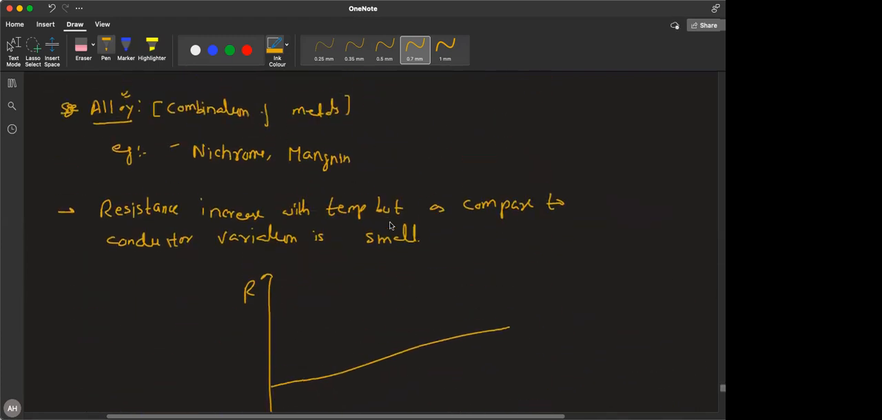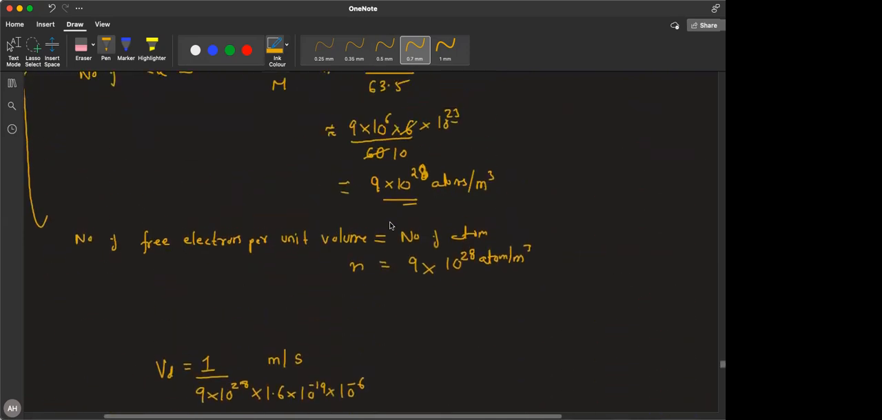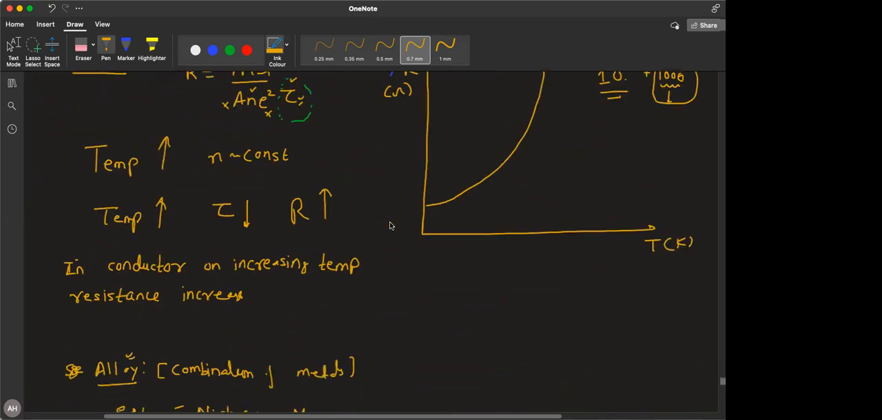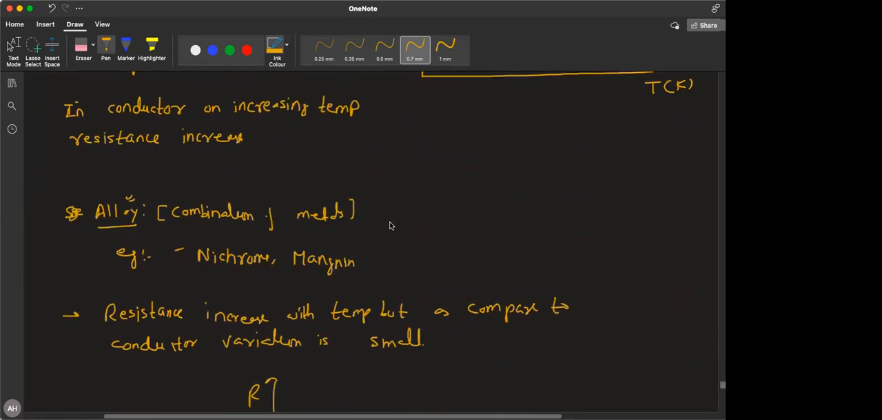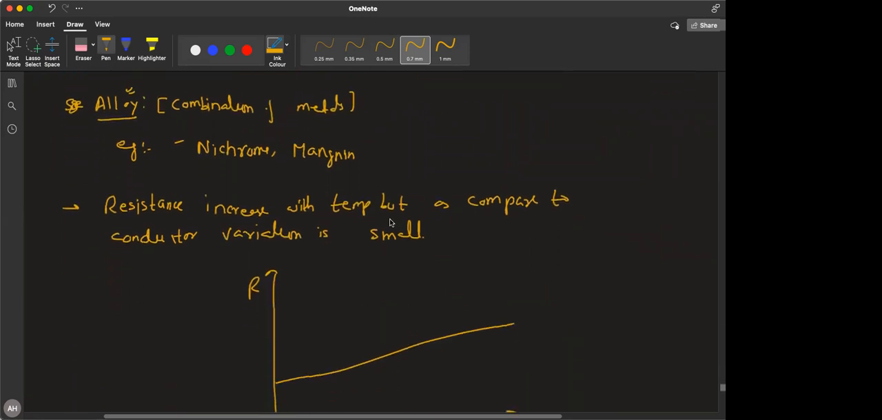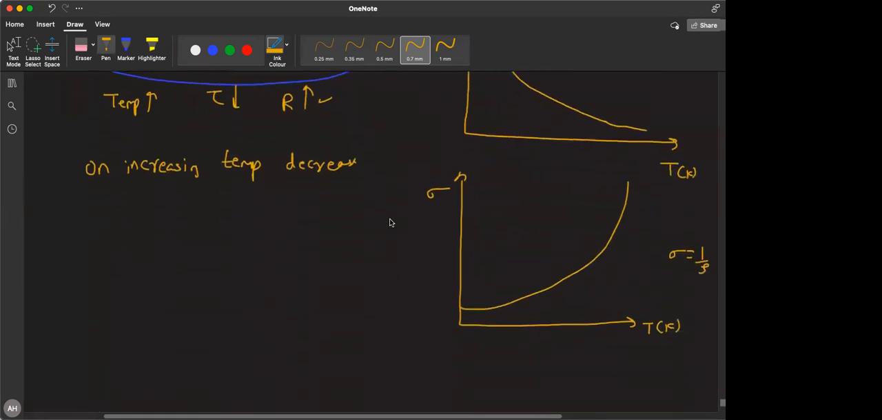So this is the qualitative discussion on variation of resistance with temperature. When you increase the temperature of a conductor, then resistance will increase. If you take an alloy, then resistance will increase, but the variation is small. But if you take a semiconductor or an insulator, then resistance will decrease.